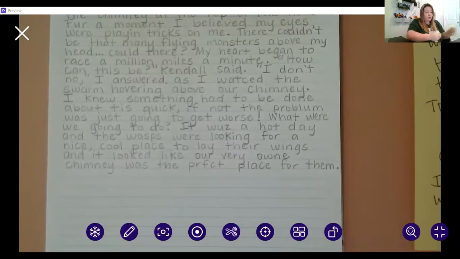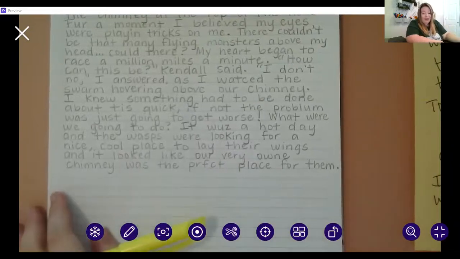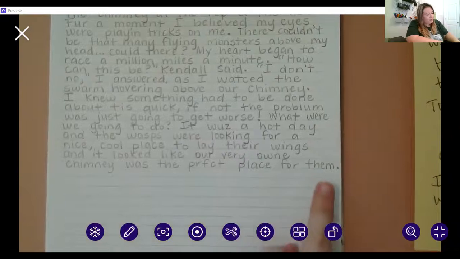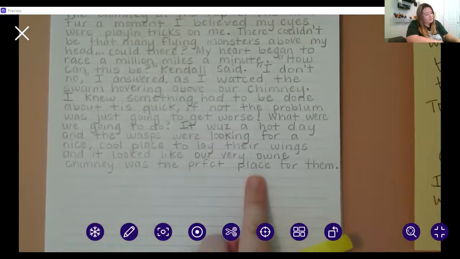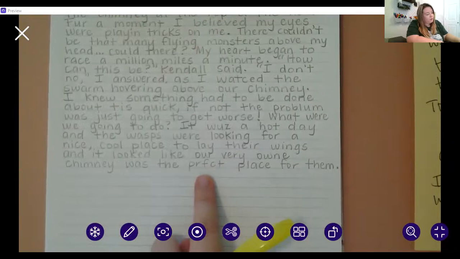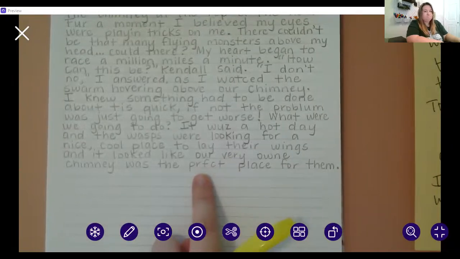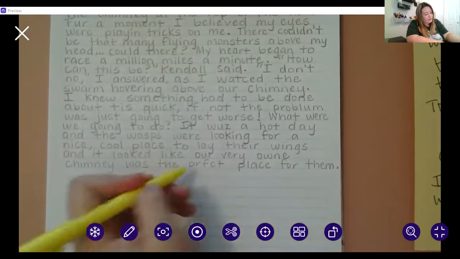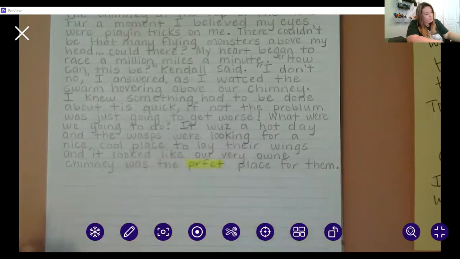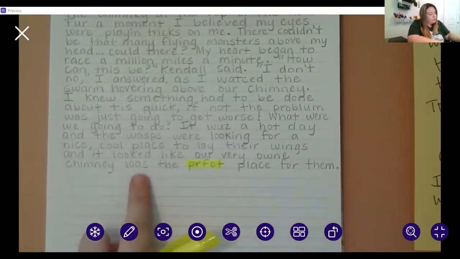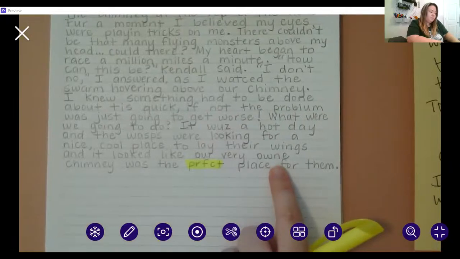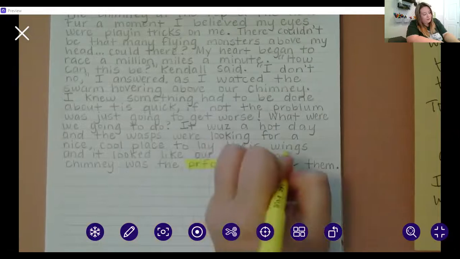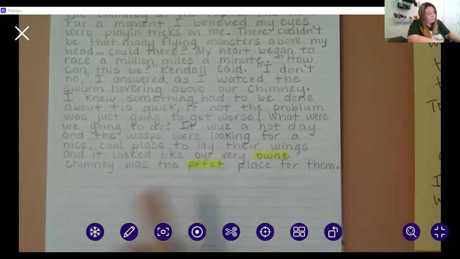So here we go. I'm going to show you how I'm going to do this with my paper about the wasp. Them, for, place, perfect. That doesn't really look right, so I'm going to highlight it. The, was, chimney, own. You know, I don't think that that word has an E on the end of it. It looks kind of funny, so I'm going to highlight it so I can check that.